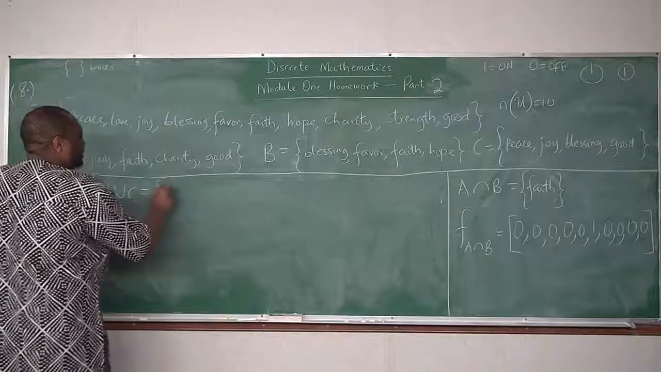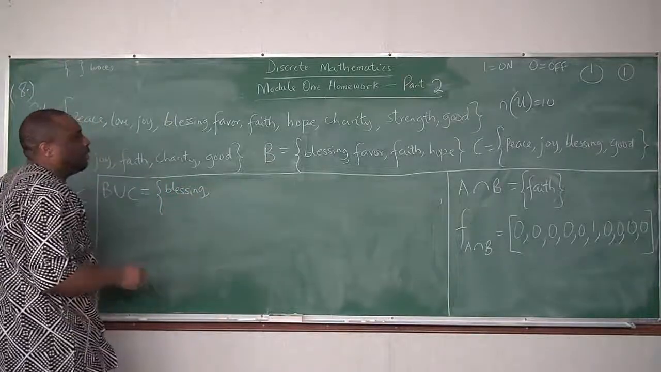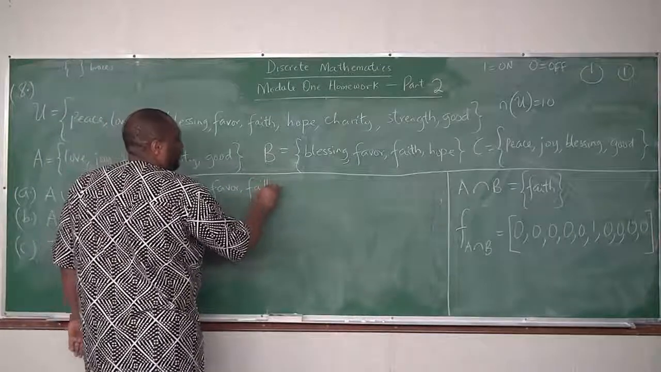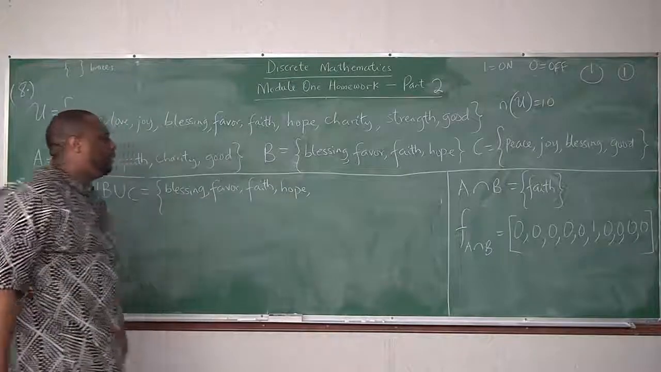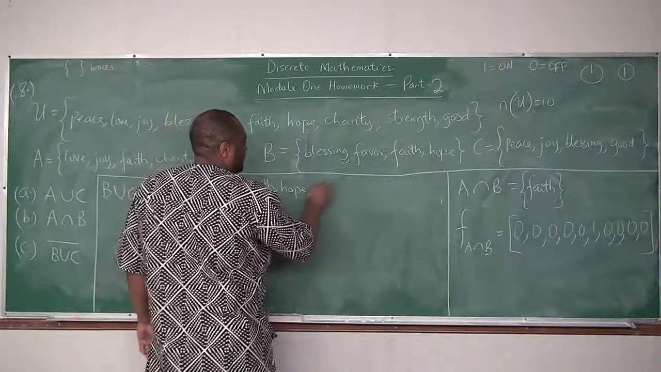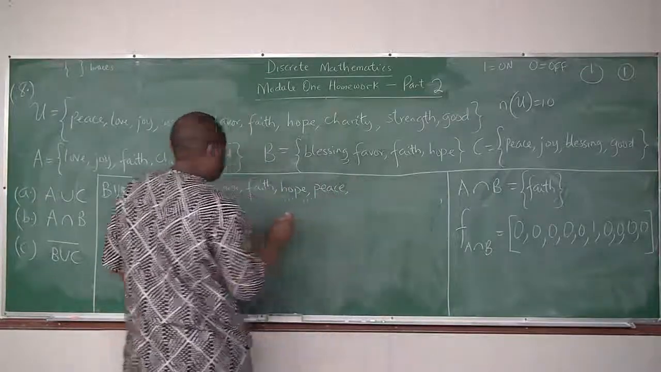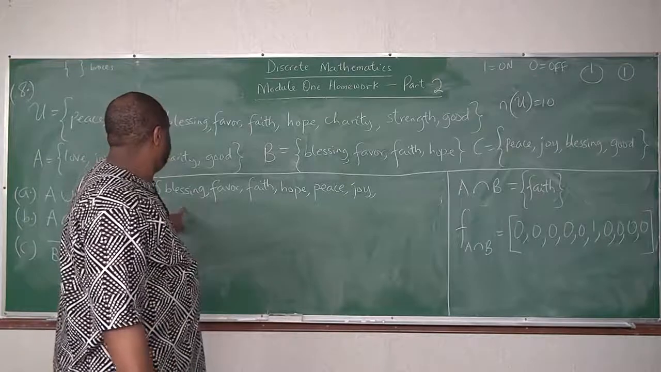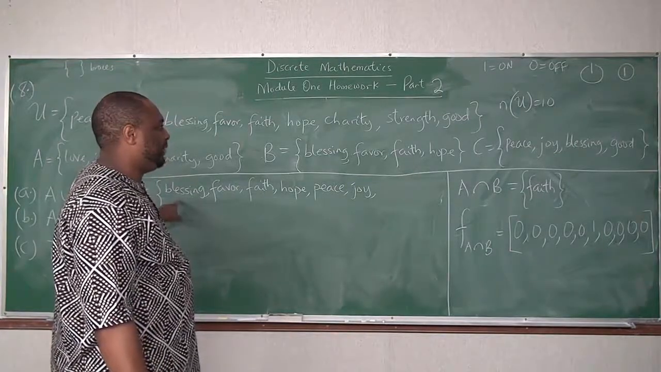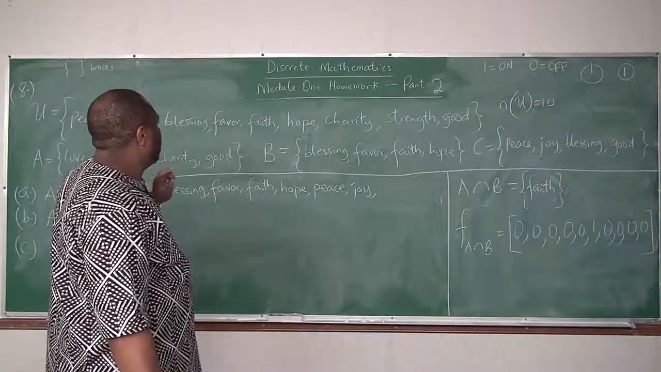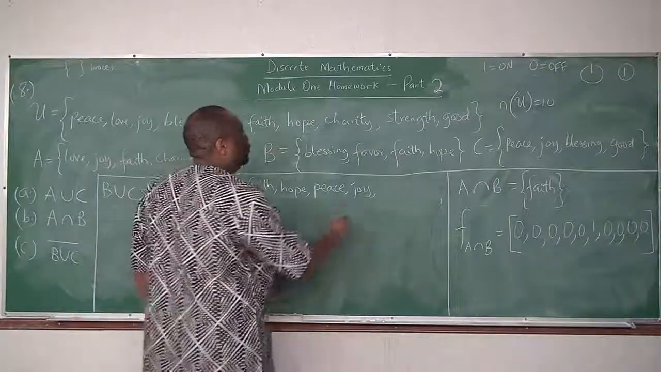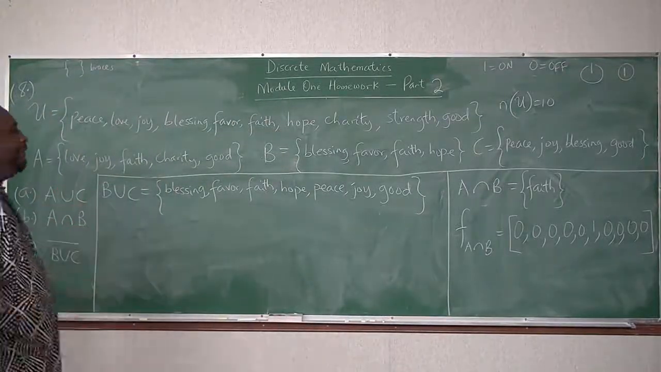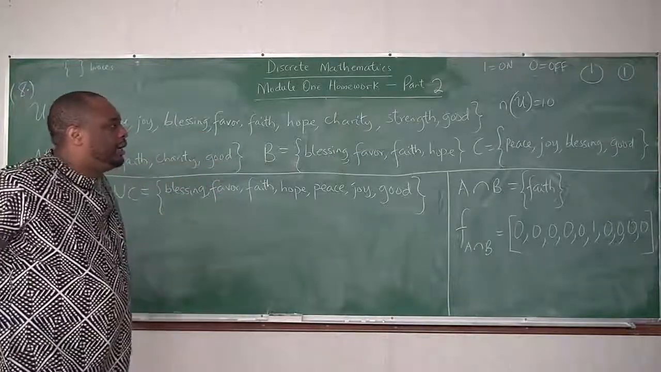So we have blessing, we have a favor. Let's write everything that B has first. Faith, we have faith in God, hope. We have hope. Then peace, joy. We've not written joy before, so we write joy. Then blessing, we've written blessing already. So the next thing we write now is good. So blessing, favor, faith, hope, peace, joy, good.